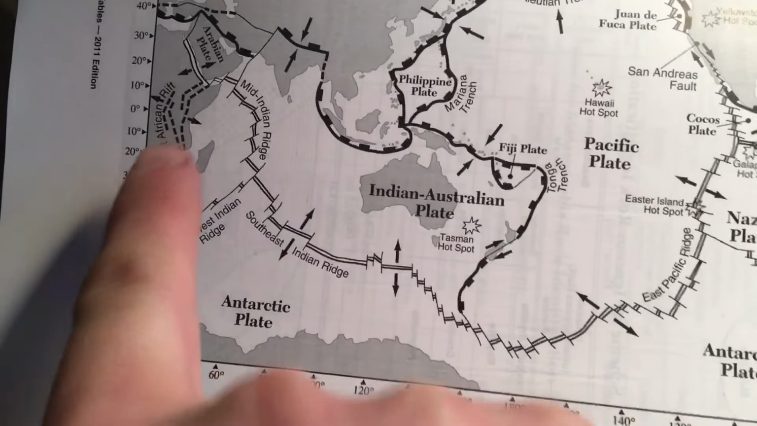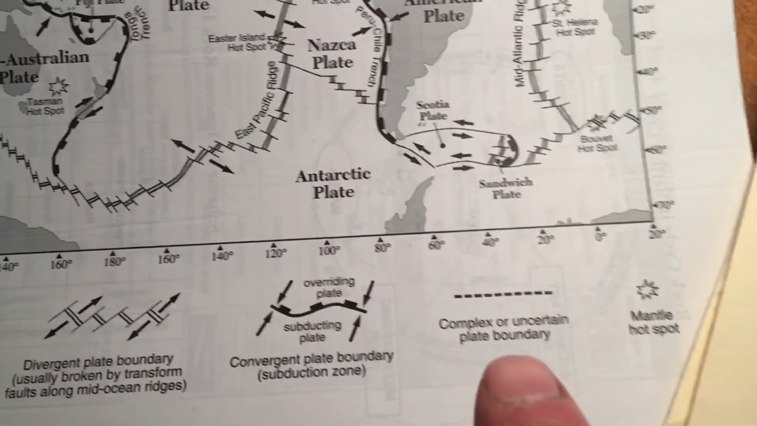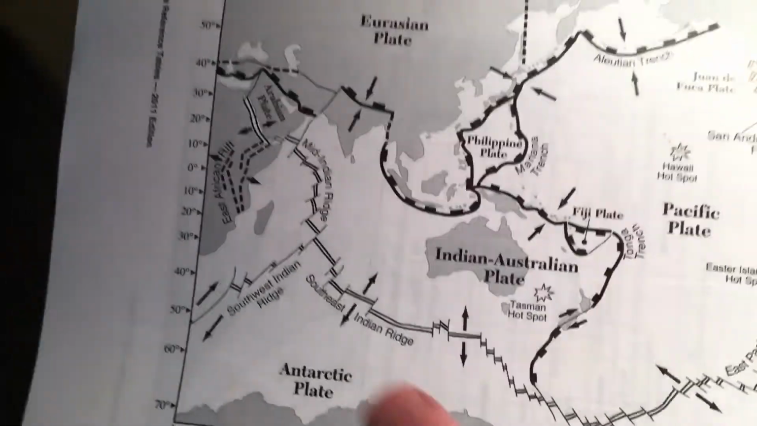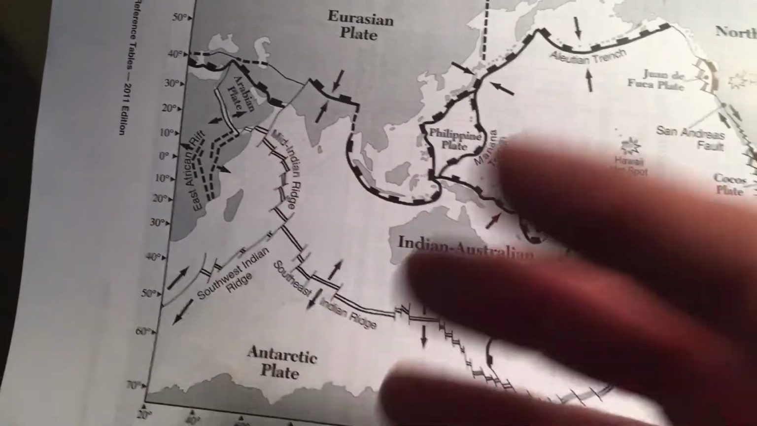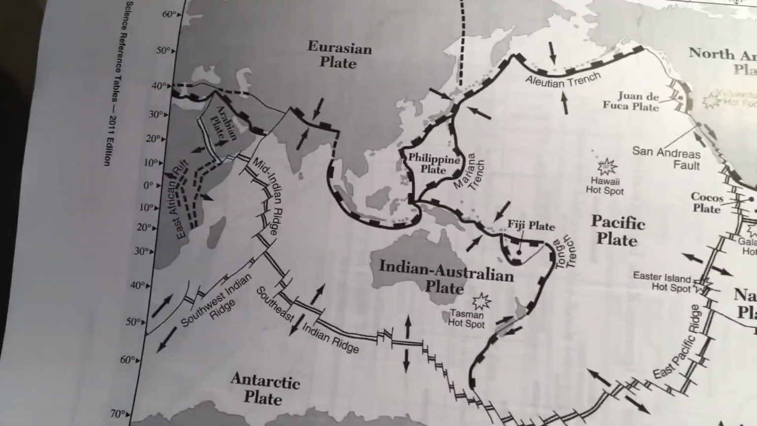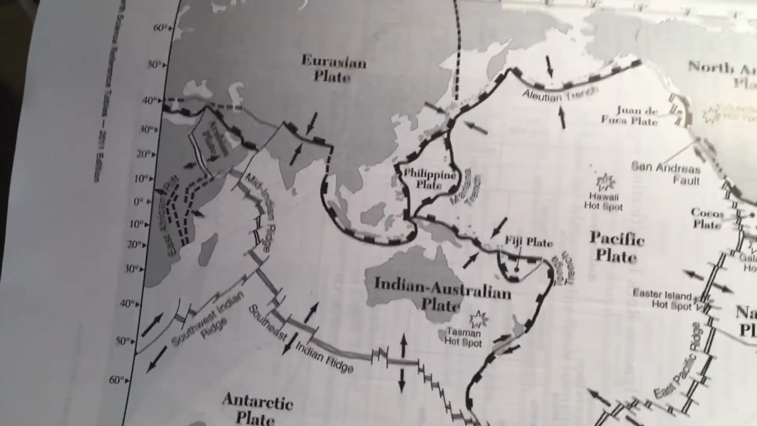I really dislike that your reference table labels that as complex or uncertain. Yeah, it's in a couple of weird spots, but it's absolutely a divergent boundary. And it's pretty well delineated. I don't know why they call it uncertain. Oh, New York.